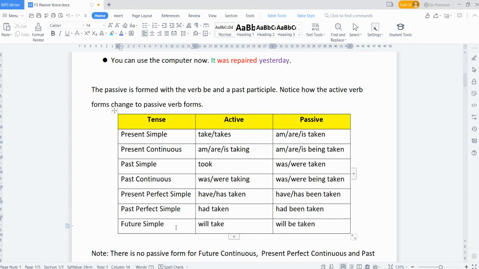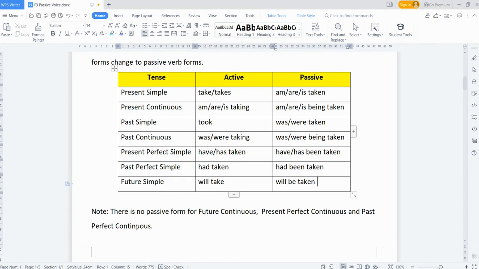Okay. Future simple yang ada will tu pula. Okay, I will take the exam. So you change it into passive, you say the exam will be taken. Macam itulah. Okay. So note that there is no passive form for future continuous. Okay. Will be going, semua tu tak ada passive form.